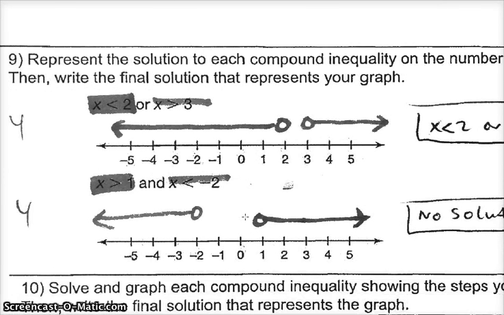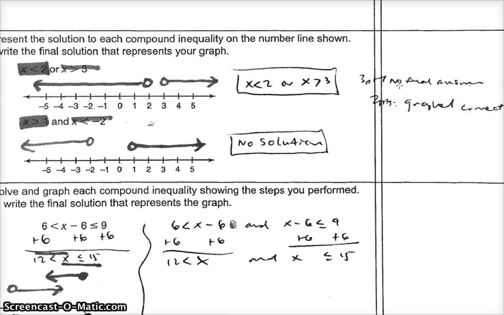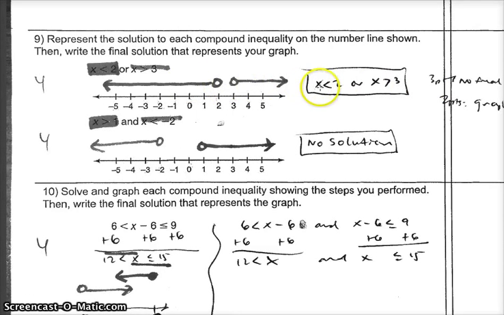Question number 9. Let me zoom out a little bit. Represent the solution to each compound inequality shown on the number line. A lot of you guys can graph these. I gave you 3 points if you could just graph it. What did I write there? No final answer. You graphed it, but you didn't have this. This graph here represents the keyword "or" because the arrows are pointing outward. So that is x less than 2 or x is greater than 3.